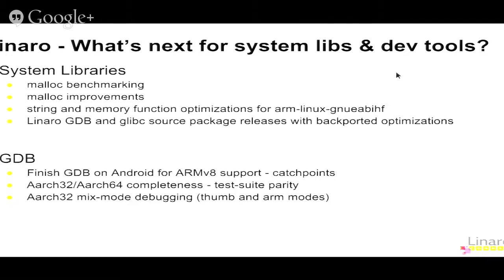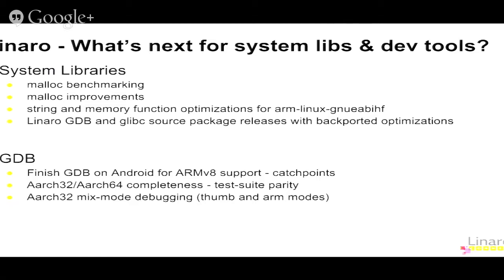So as far as system libraries, we're continuing to look at potential improvements in malloc. Those are ongoing. The hinge point is, of course, the malloc benchmarking. Can we prove performance improvements? So we're going to be starting from there and then continuing into a few different investigations as far as improving malloc. We'll continue to work on string mem function optimizations.